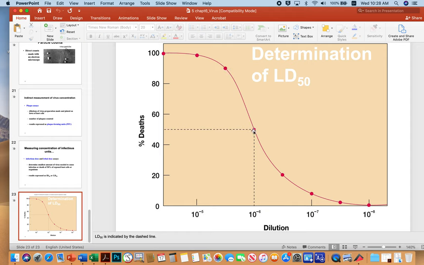But here you see a drop. You go from 0 to a 10 to the minus 6, or 1 to 1 million dilution, you get a drop to 50%. So 50% of your animals are killed when they're injected with this particular dilution. And so that becomes your LD50. And so then eventually, as you dilute the virus culture more, fewer and fewer of your animals die in your test study.